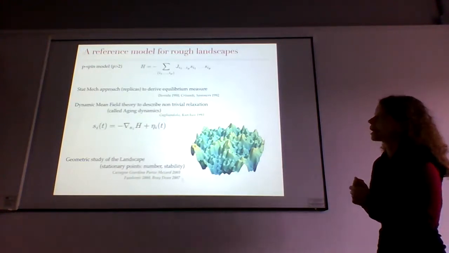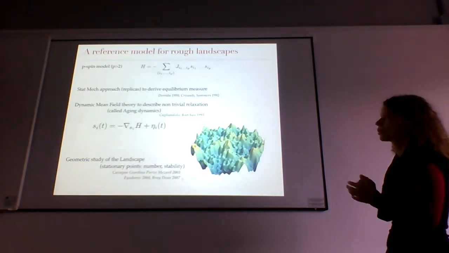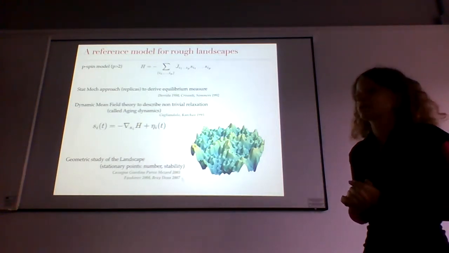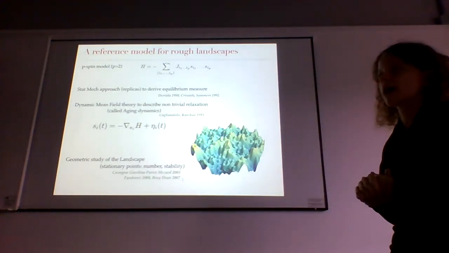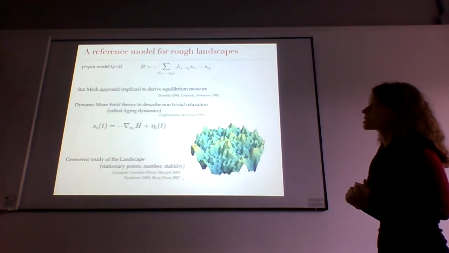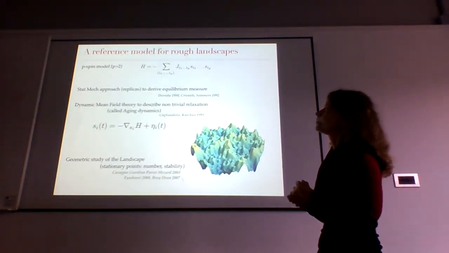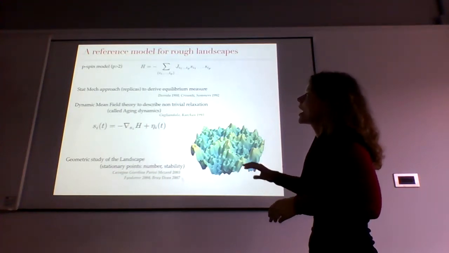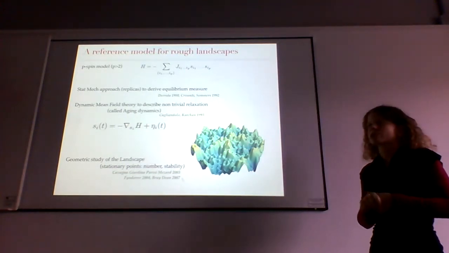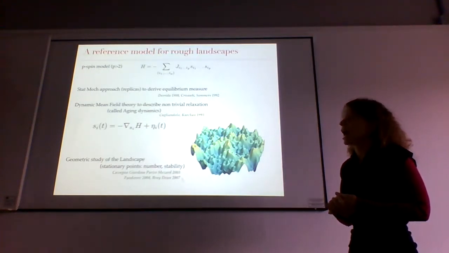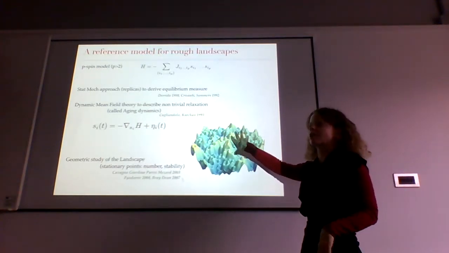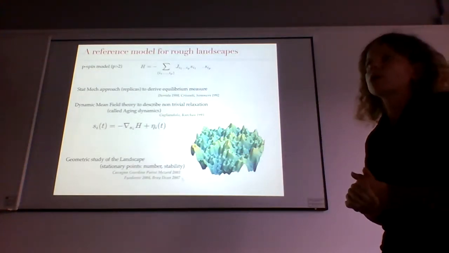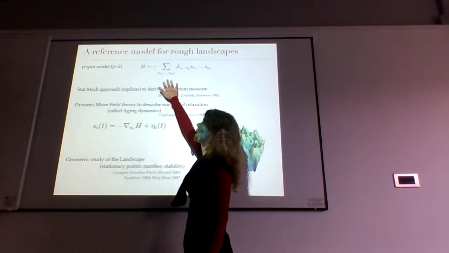And to start with this program, I want to introduce this paradigmatic model that we'll constantly have in mind while trying to explain the different dynamics in inference problems. This model is considered the fruit fly, or the Ising model, for a rough landscape. So the standard reference model. It is called the p-spin model and is very simply defined by this expression.